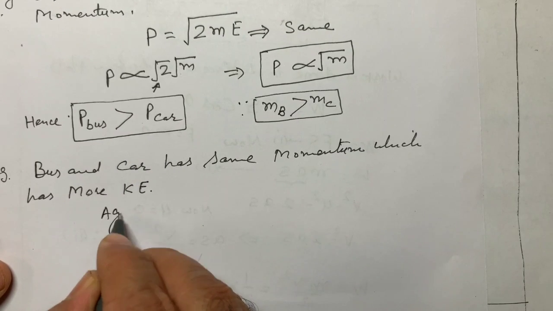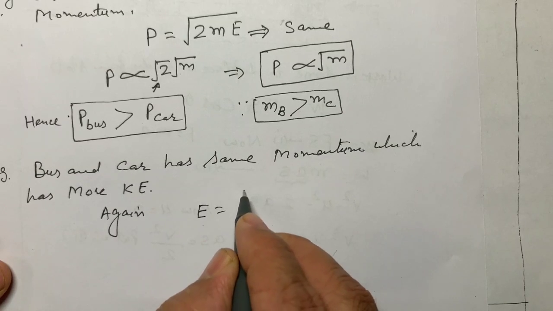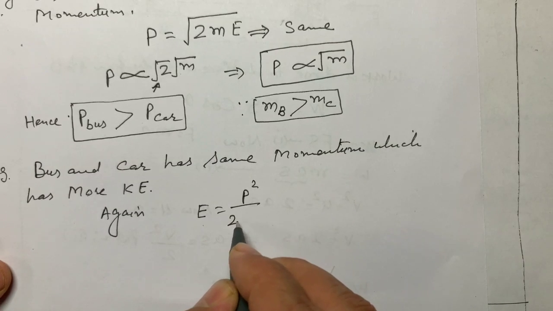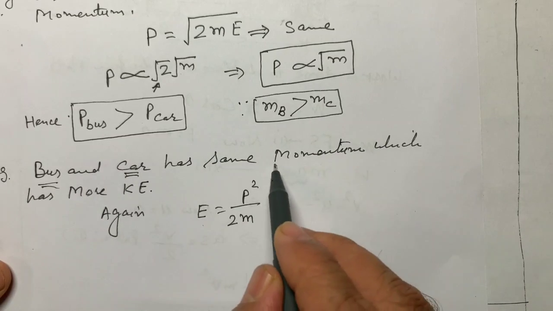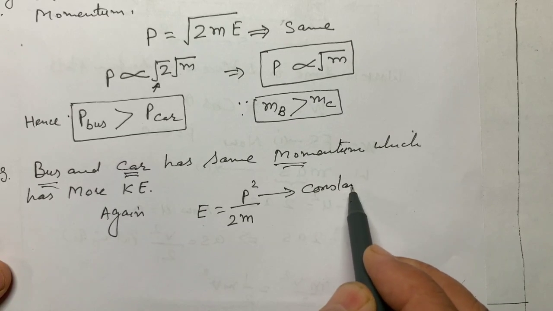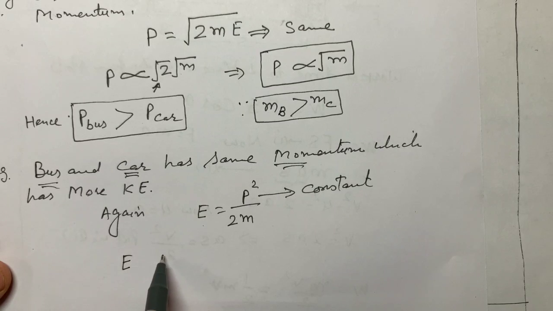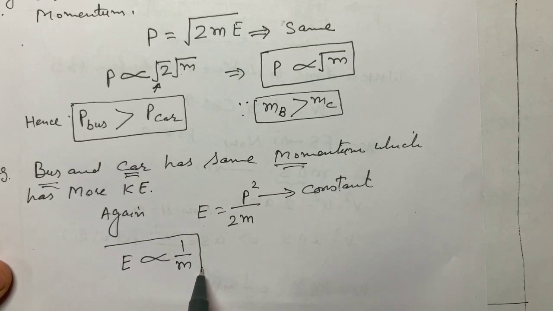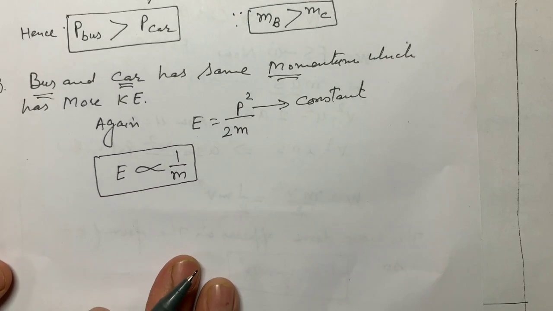Again, we know E is equal to P square by 2m. Now the bus and car have the same momentum, means momentum is kept constant. The 2 is also constant, so we can say that energy is inversely proportional to m.